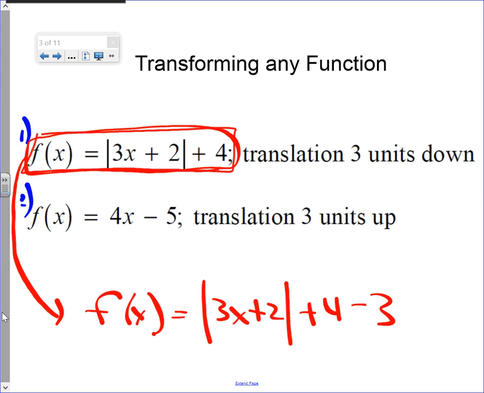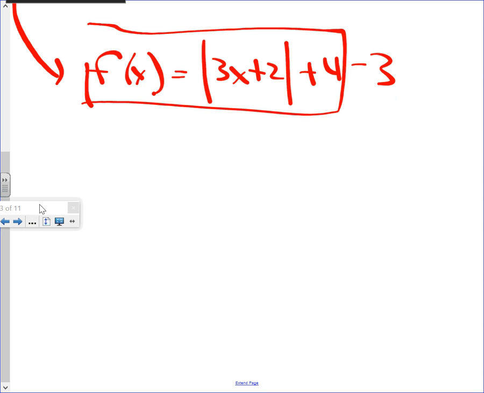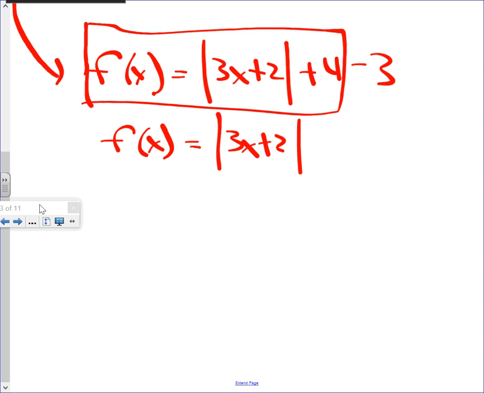So now I'm taking the function. Okay, I rewrote it. Here's the original function. Right? Here's your original function. Now I'm subtracting 3 from it. Let's simplify now. We're not done. We got to simplify like terms. F of x. Now here's our new function. Watch this. Absolute value of 3x plus 2. Thank you. Plus 1. We're done. There's our answer. There's the new function.